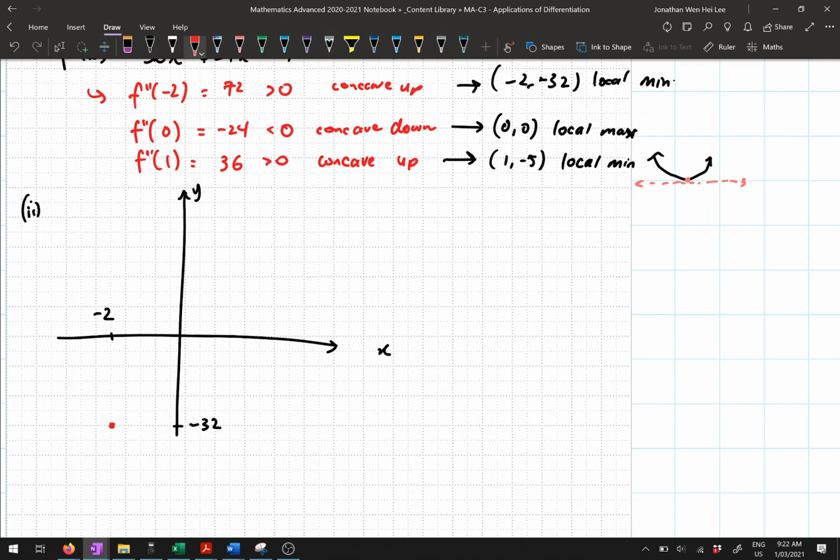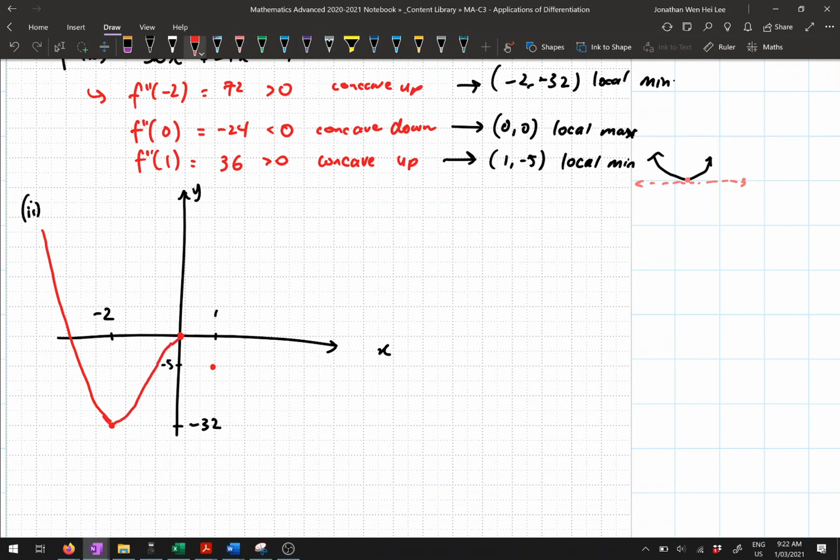What's the next stationary point I have? 0, 0. I've got a stationary point here. Where's my next stationary point? 1, negative 5. So I'm going to have a dot around here. This is 1, and negative 5 is about here. Okay, and so using your stationary points, we can actually draw a graph. The first point is a local minimum, which means that on the left-hand side, we need to go down towards it, and then we go back up.